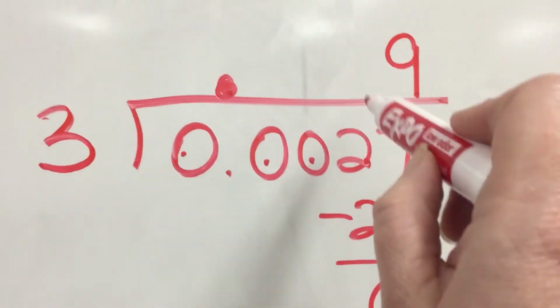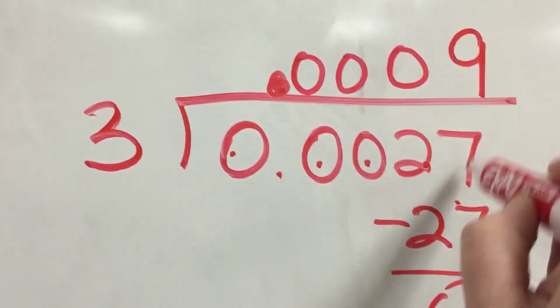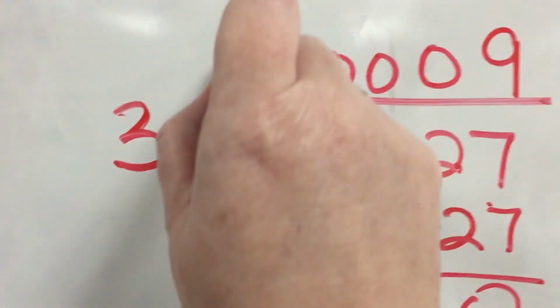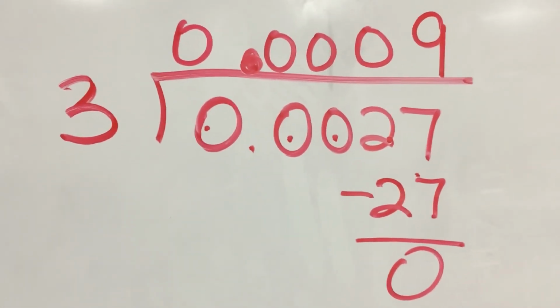Now I need to go back up and fill in all of my spots with zeros. Make sure you have a 0 above everything. And our answer is 9 10,000ths.